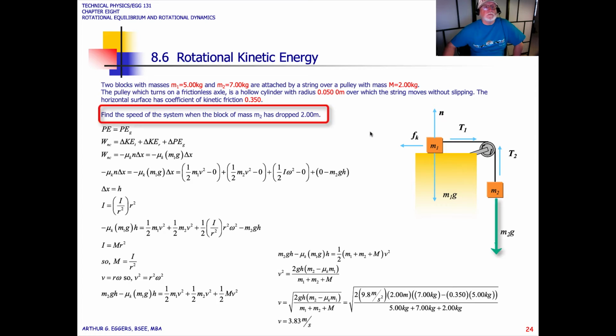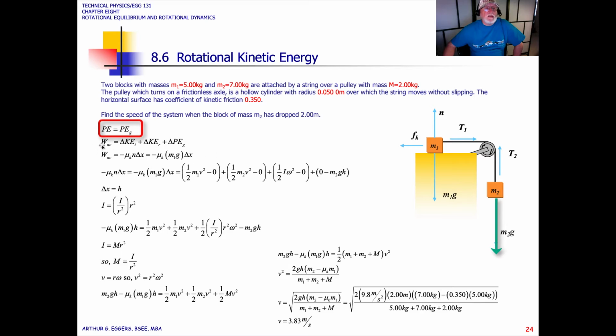Becomes a multiplier. So let's find the speed of the system when the block of mass 2 is dropped 2 meters. Okay, so this is going to be the driver of everything that happens in this problem. That's our mover. So potential energy is going to equal the potential energy of gravity. And which one is that going to be? That's going to be mass 2.